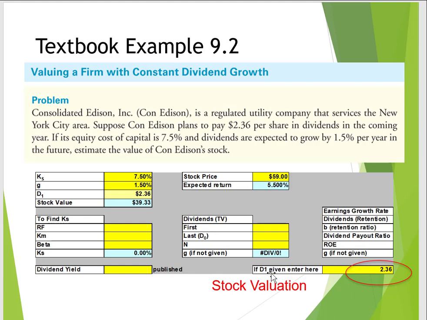So down here, for this particular type of problem, and this is just an illustration of how we would do this. But if you know D1, you plug it in here, that then obviously plugs in up here. The growth rate's 1.5%, and K sub S, that is the required return that we're told.